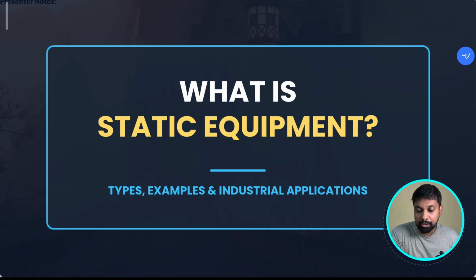Actually, there are two types of equipment we use in each and every plant. One is static equipment and another one is rotating equipment. From the name itself, you can identify that static equipment is the equipment which remains static in the same place. It doesn't move anywhere. But rotating equipment moves. It may move to another place or it moves internally with a shaft, motor or any other thing. In this video, we are going to see what static equipment is, types, examples and also industrial applications.